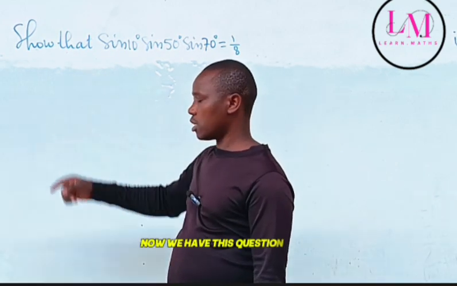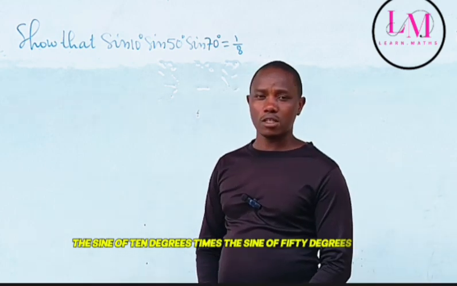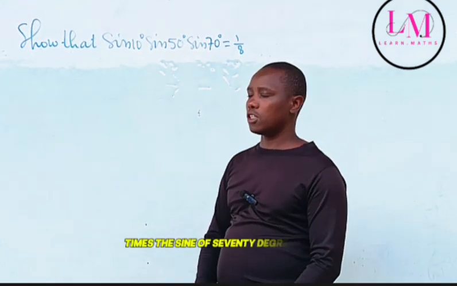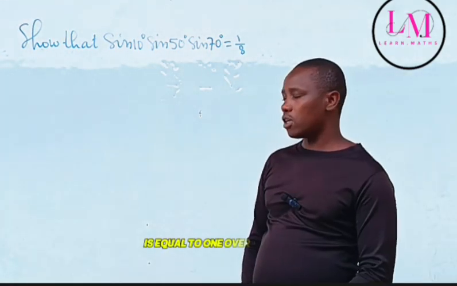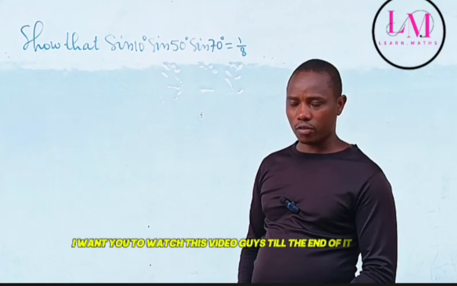Now we have this question. We need to show that the sine of 10 degrees times the sine of 50 degrees times the sine of 70 degrees is equal to 1 over 8. I want you to watch this video till the end of it.